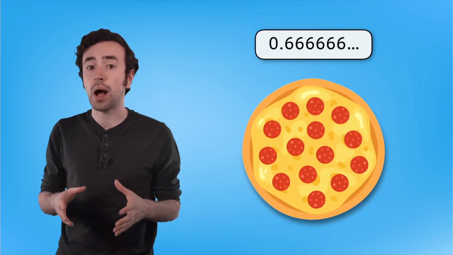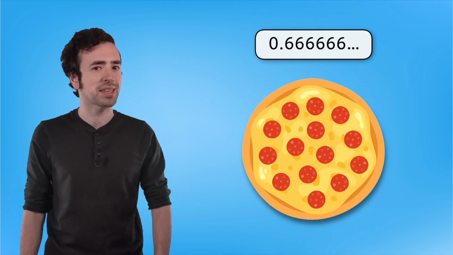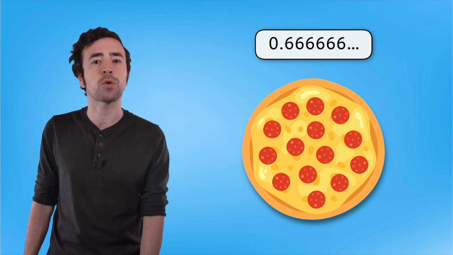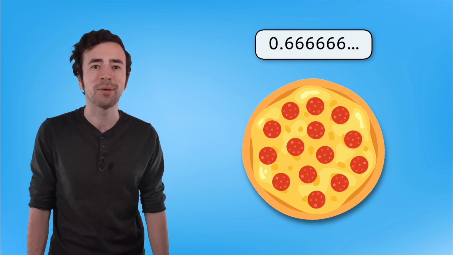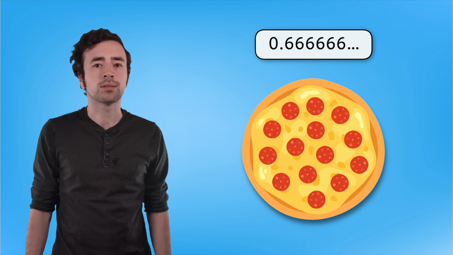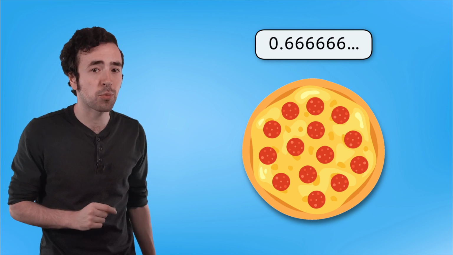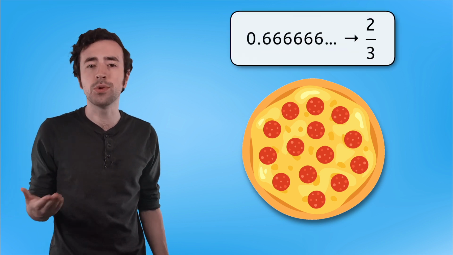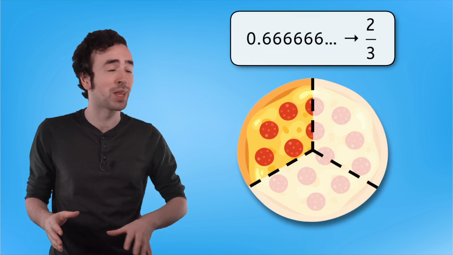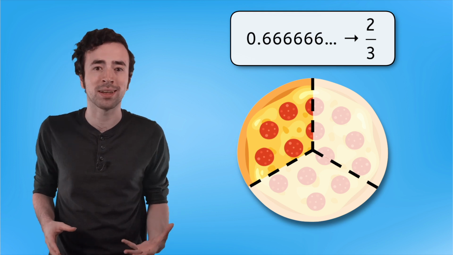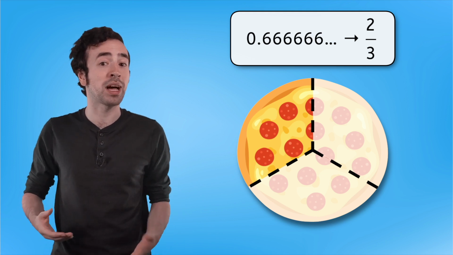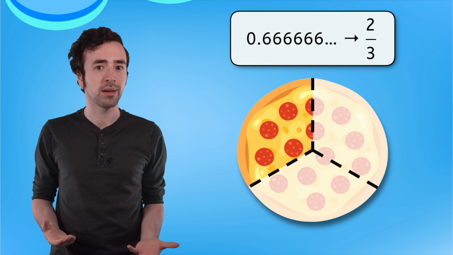Let's say I told you I ate 0.666666666 repeating of a pizza. How much pizza is that? You might think it's more than half and you'd be right, but just how much more than half is it? 0.6 repeating is equivalent to 2/3, and it's much easier to visualize 2/3 of a pizza, while it may be more difficult to visualize 0.6 repeating.